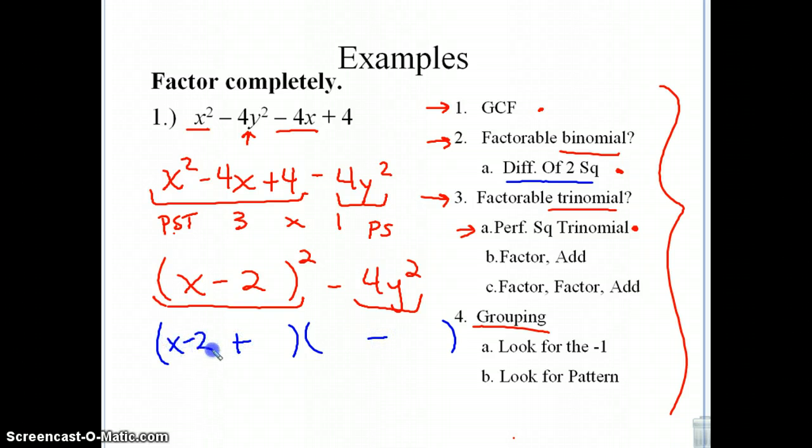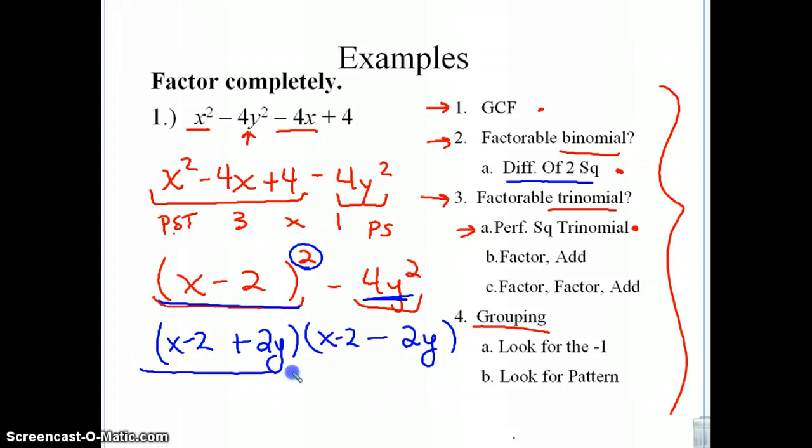This will become x minus 2, because it's a perfect square and I need 2 of them. Over here I have 4y squared, and I take the square root of that and I end up with 2y. And I place that in those 2 locations. This is my final answer.